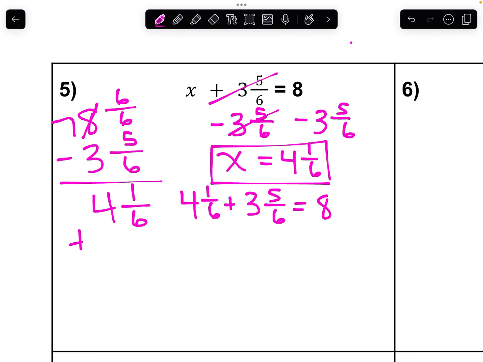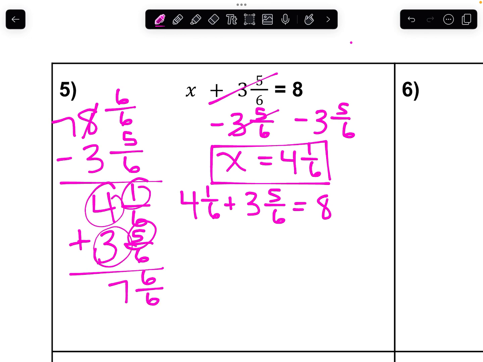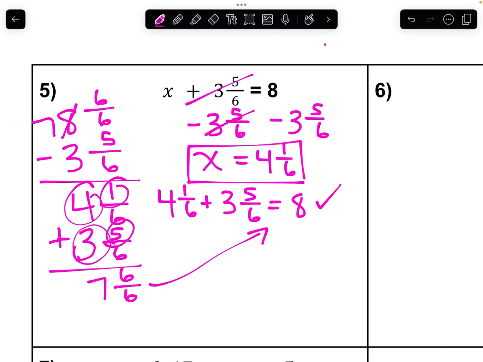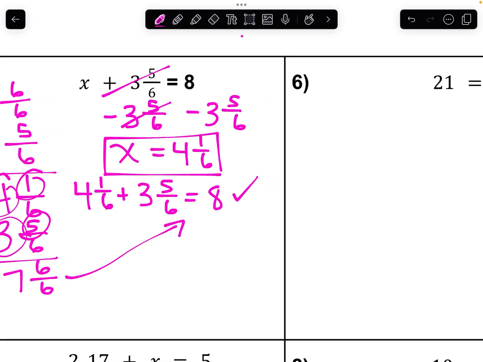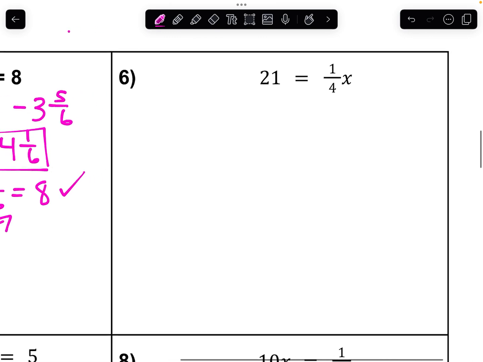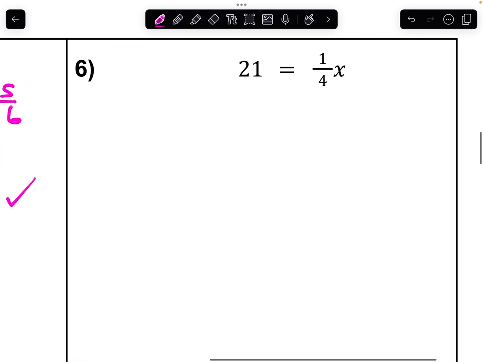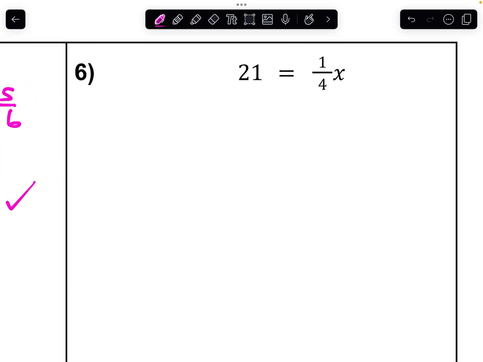Now I got to add them over here to verify. Well, 1/6 and 5/6 makes 6/6. 4 and 3 makes 7, and that does equal 8. We have a winner. This is the way you'll be required to do equations all the way through high school. They'll get a lot harder, trust me. But this is the middle school format we expect to see on every equation you solve from here on out.